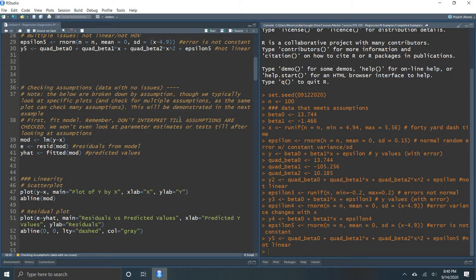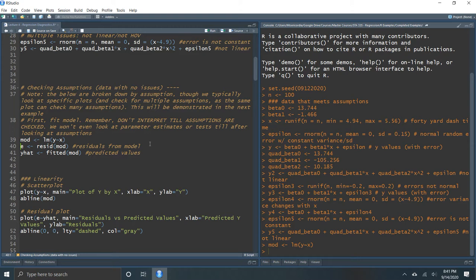Now the below are broken down by assumption. So typically, as we mentioned in the lecture, you can have it broken down by assumption, or you can have it broken down by the different plots and then look at all the assumptions together. Typically, we just plot the different plots and look at all the assumptions together. But for this first one, we'll break it down by the assumption, and we'll look at linearity, then independence, and so on. So the first thing I do is I fit the model.